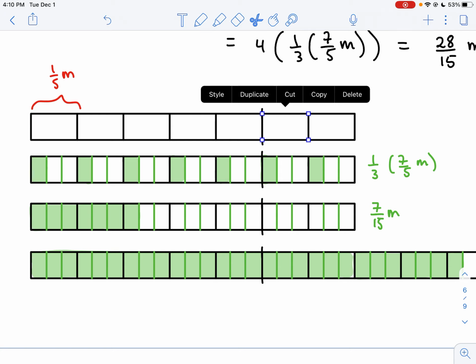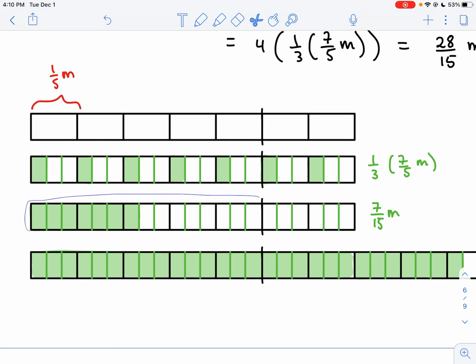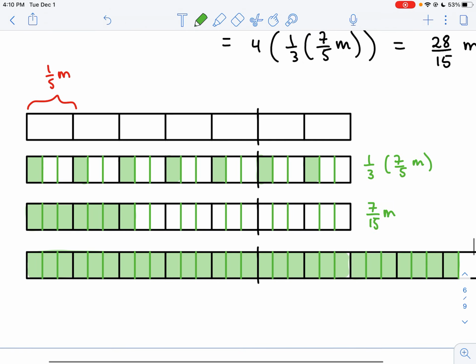Keep in mind that 1 whole meter was to there. That's why I did this little extra vertical bar right there, just to help me remember where 1 meter is. Otherwise, it's very easy to get lost in this forest of vertical lines. So 1 meter is right here, and what's total shaded here? Well, how many pieces are there? There are 15 pieces, and 7 of them are shaded. So we have 7/15 of a meter currently shaded. And now what I want to do is iterate that 4 times.